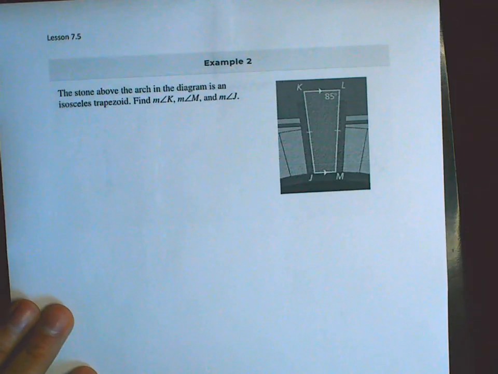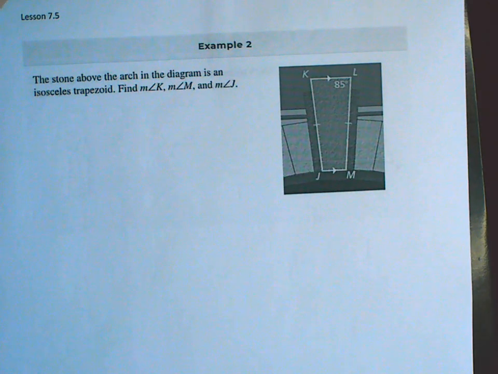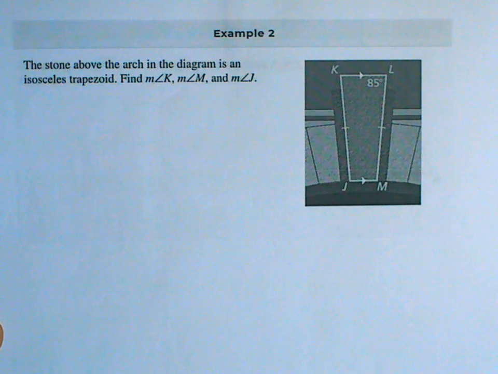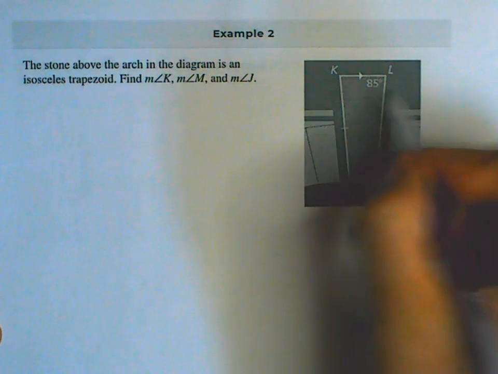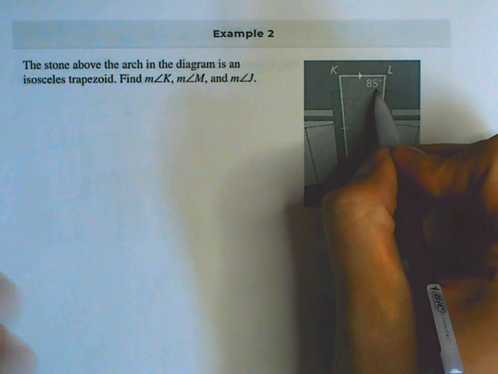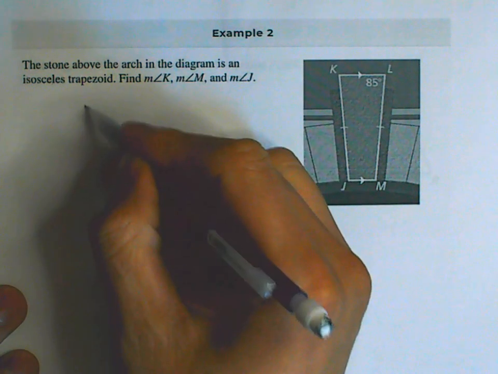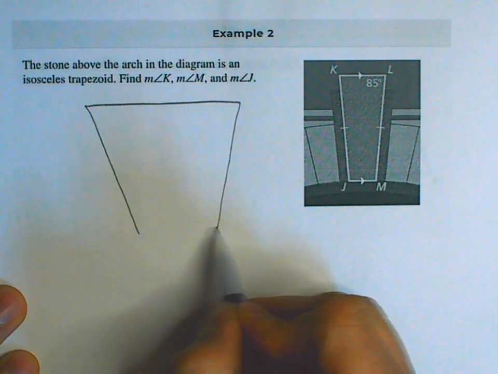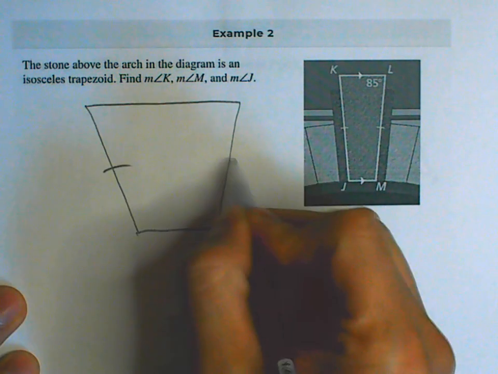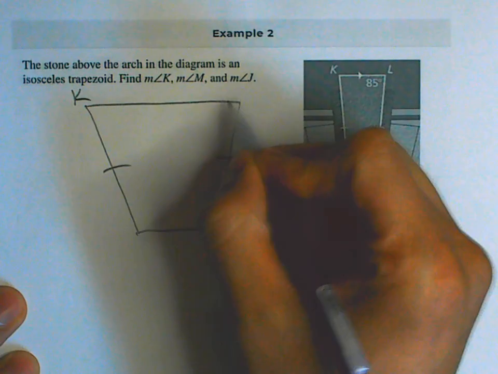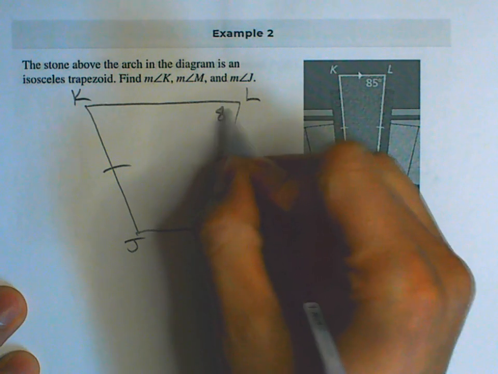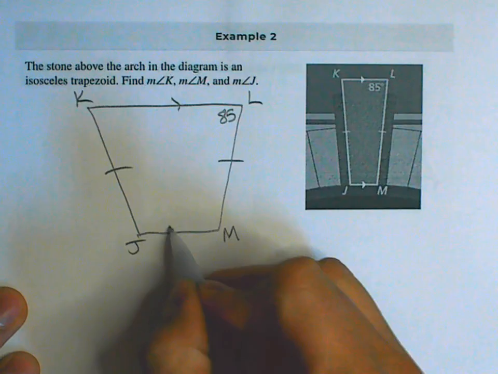Okay, in this next example, let me zoom in a little bit. It says the stone above the arch in the diagram is an isosceles trapezoid. Find the measure of Q, M, and J. So here's the thing. The base angles are congruent. I know this is kind of hard to see, but you have basically a trapezoid. They tell you that these are congruent. You have K, L, M, and J. This is 85 degrees, and this is parallel to this.